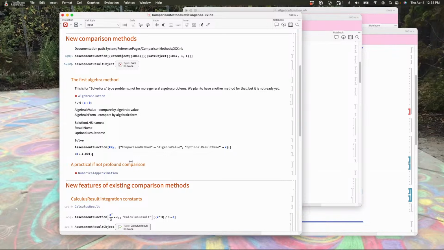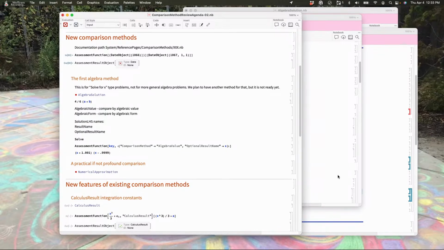X minus 0.9999. Okay? Right. And you're comparing that to x squared minus 1. Right. So typically these will be held, so it won't expand or anything. Yeah, I understand. Chris, how would that work currently?